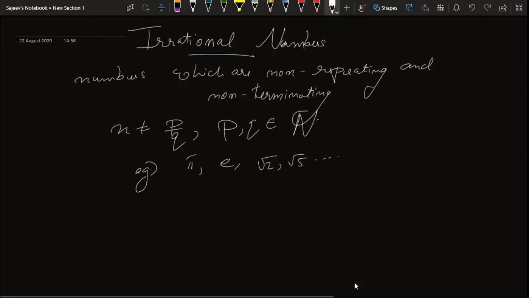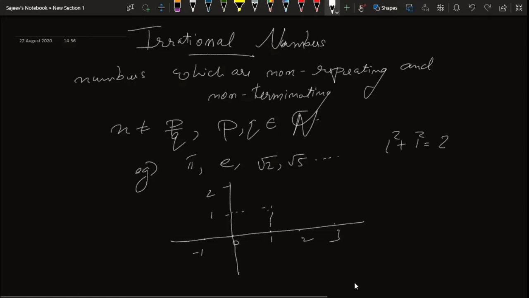Okay, so let's say we have a number line, and this is 0, this is 1, 2, 3, and we have minus 1 and all. So suppose I want to mark root 2. What do I do? Let's assume this is a y-axis, so this is 1, this is 2. What is 1 square plus 1 square equal to? It's 2, right?